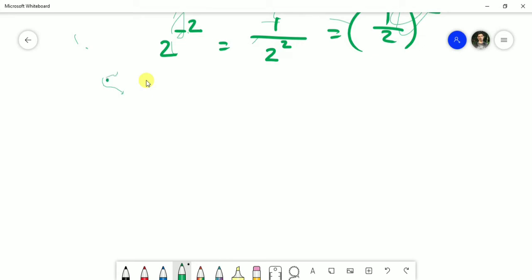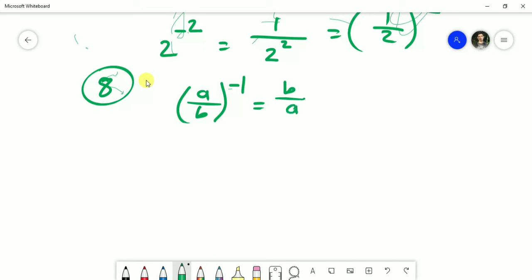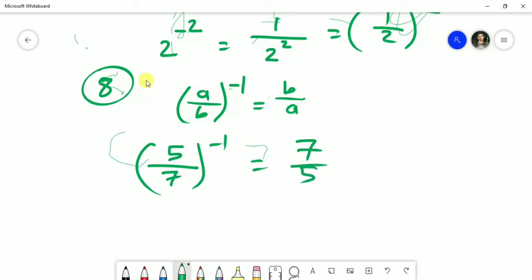This will be number 8. 7 is done, so number 8. Let us add this: a by b to the power minus 1. Whenever you get such a number, remember, if the power is negative, you just take the reciprocal. b will come first and a will come downside. This much only, nothing else. For example, if I write 5 by 7 to the power minus 1, I can just write 7 by 5 and done. This is your answer.